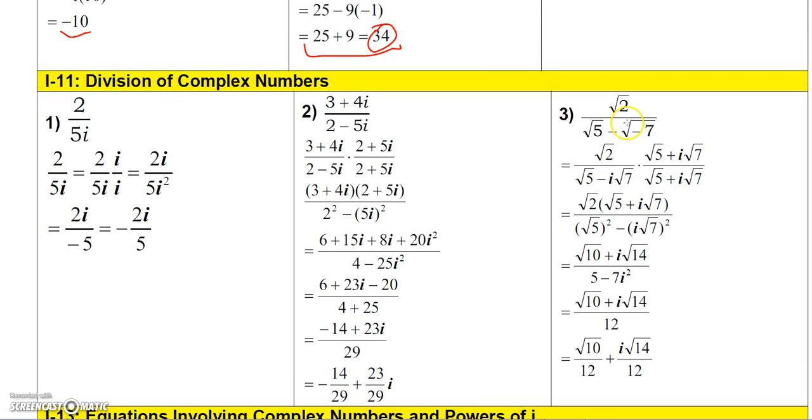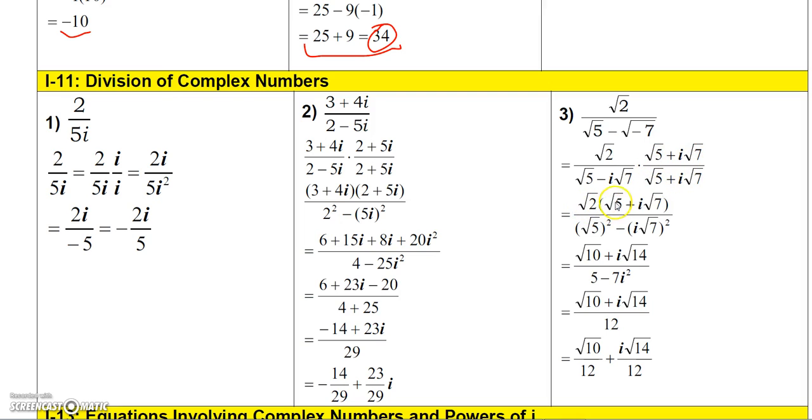Now this one is actually square root of 2 over square root of 5 minus square root of -7. So the first thing I'm going to do is write square root of -7 as i times the square root of 7. Now, what's the conjugate of square root of 5 minus i times square root of 7? It's going to be square root of 5 plus i times the square root of 7. So I'll multiply the denominator by that as well as the numerator by that.